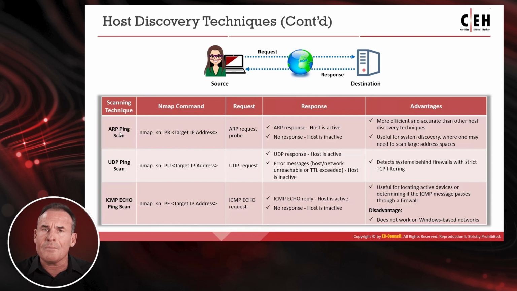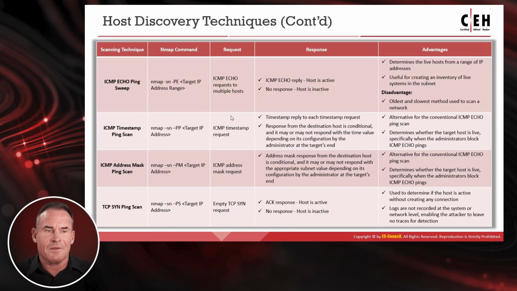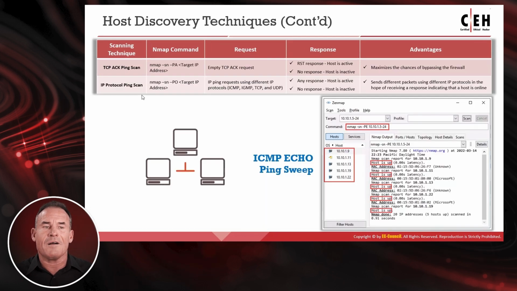It's a layer 2 protocol, and it's constrained or confined to the local subnet. If Nmap determines that the IP address it's scanning is on the same subnet, it will default to an ARP ping because it's the most reliable. We also have UDP, ICMP, and of course, different flavors of ICMP, the timestamp, the address mask, and the TCP ping scan. All right, there are multiple ways to skin a cat, multiple ways to discover hosts.